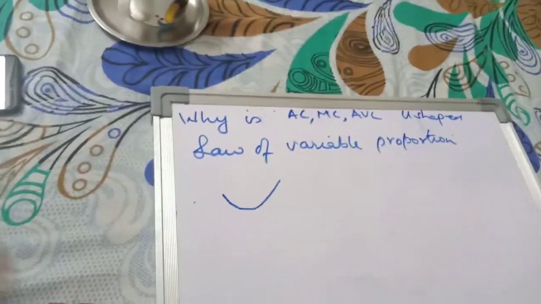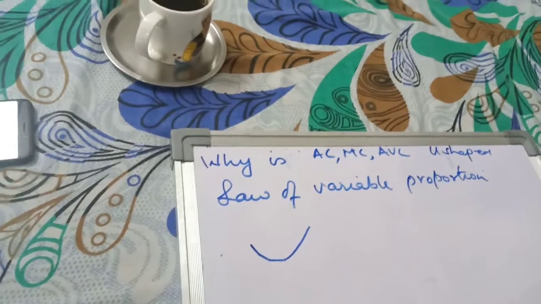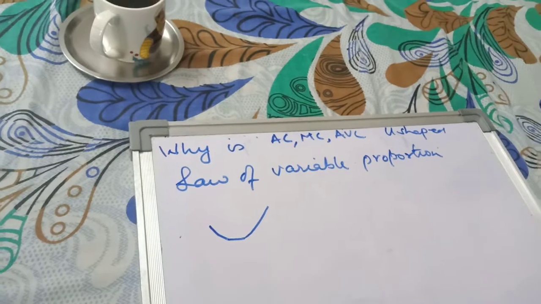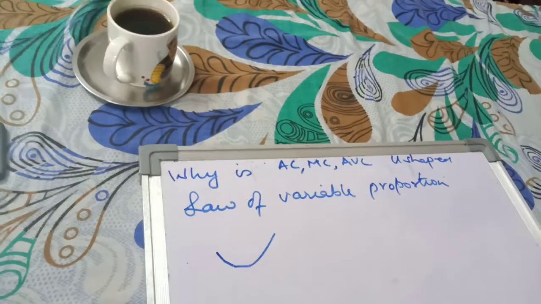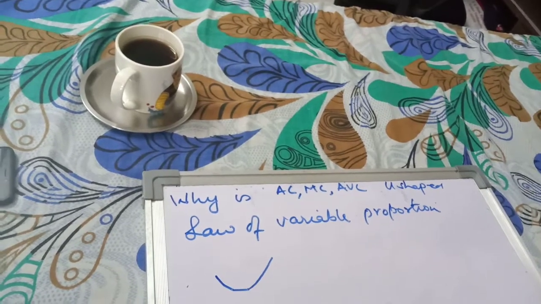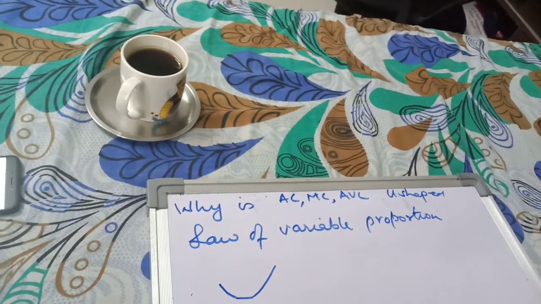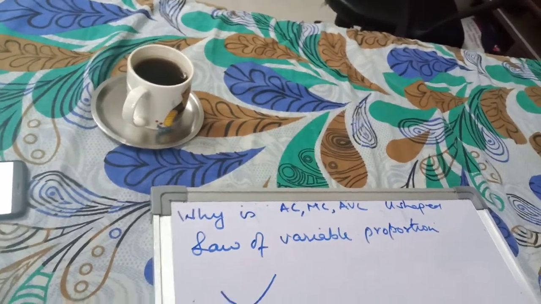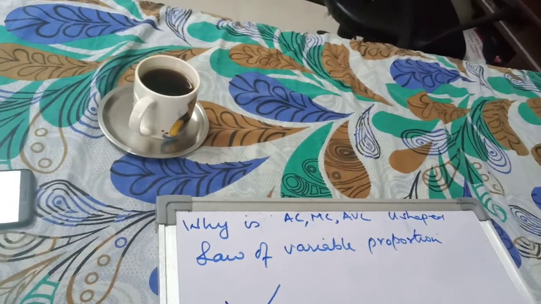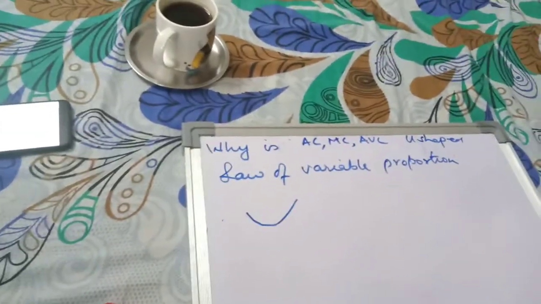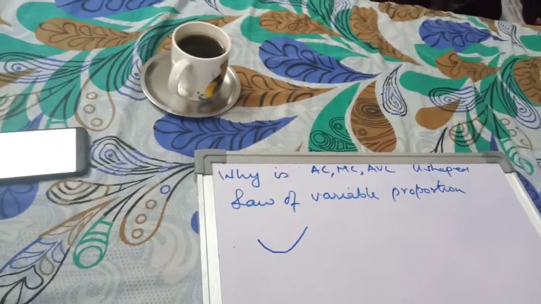I hope I've made myself clear. So why is there a U shape in MC, AVC and AC? That's because of the law of variable proportion. When production is subject to increasing returns, average cost, marginal cost and average variable cost will fall. When production is subject to diminishing returns, they will increase, giving them a U shape. First falls, then increases, giving it a U shape. Okay, understood?